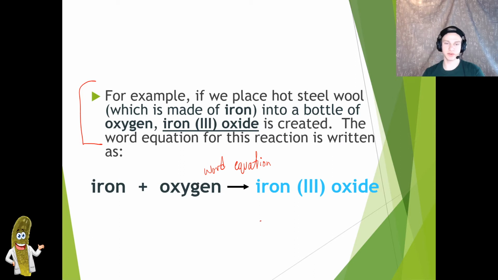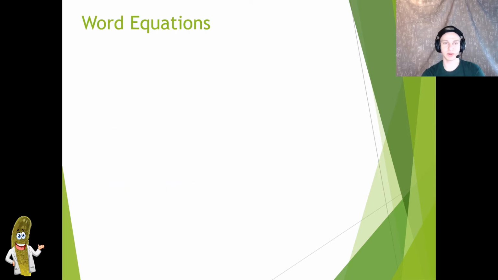Most chemists will not use this. They'll use skeleton equations and then extend that further into a balanced chemical equation. But that's what a word equation would look like.